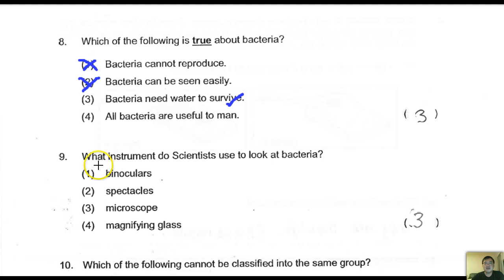Let's take the one below. Number 9, what instrument do scientists use to look for bacteria? Obviously, this is the microscope. Binocular is for distance, but to be placed in your eyes. Binocular means 2 lenses get into your eyes like this. Spectacles, obviously you know what they are. And a magnifying glass is to magnify something which you cannot see, but probably not at microscopic level. Let us carry on.